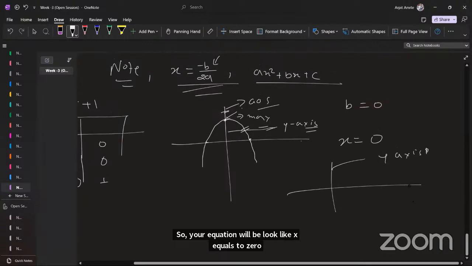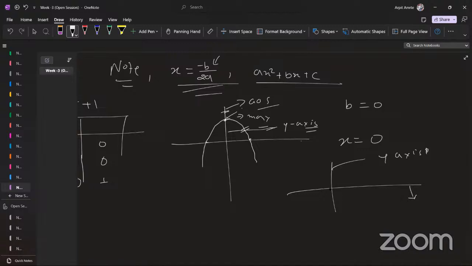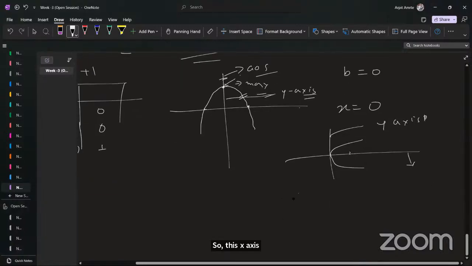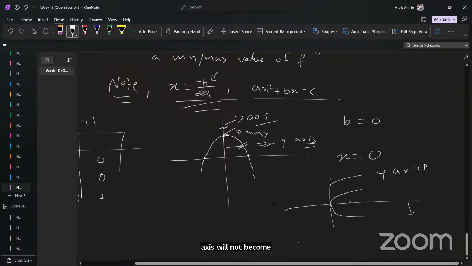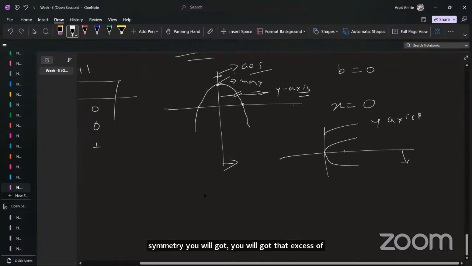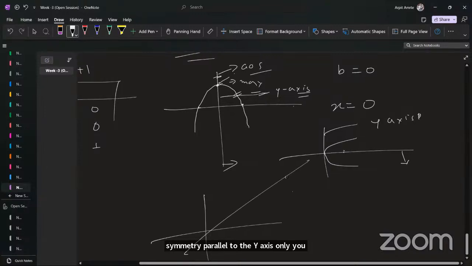You are asking whether the x-axis can become the axis of symmetry or not. Do you mean to say, is this function a quadratic function or not? This is not even a function. The x-axis will not become the axis of symmetry of a quadratic function. Whatever axis of symmetry you get will be parallel to the y-axis only. You cannot say this line will become the axis of symmetry for the given quadratic function.